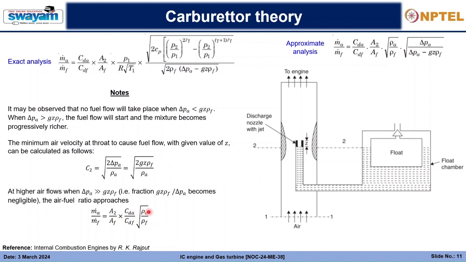So that simplifies the system. If you're given, at very high airflows, what the mass flow rate should be, then you will follow this particular equation, and that simplifies your entire system. So that's for the carburetor theory, and next we will try to solve at least two problems in order to ease us with these expressions.